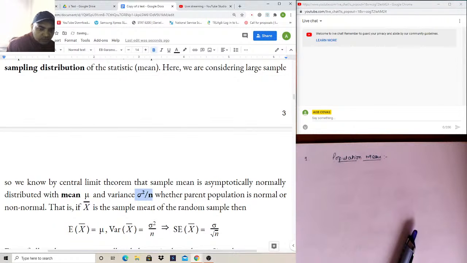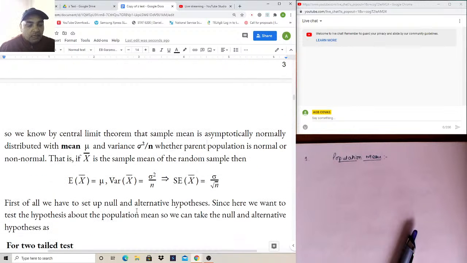This holds whether the parent population is normal or non-normal. This is what the central limit theorem says, and we have seen it in our last lecture. So x bar, the mean of a random sample, will be equal to mu, and the variance will be equal to sigma square upon n. So the standard error of the sample mean will be equal to sigma upon root n. This we know.